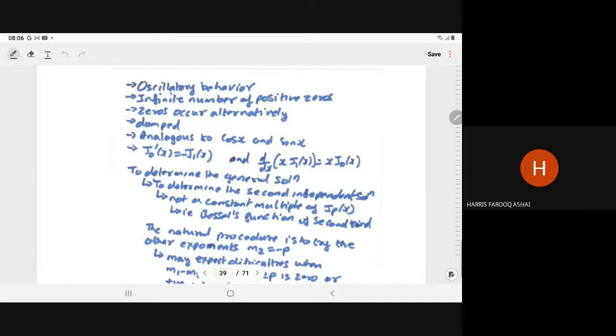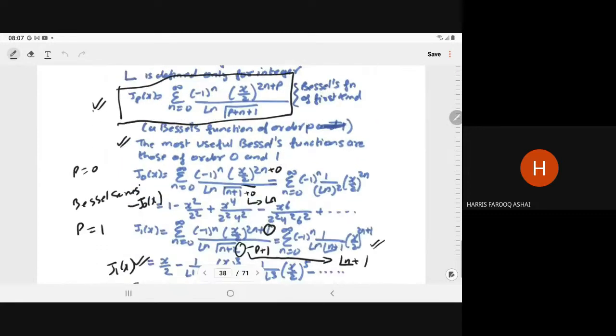So here, from the graph, we can observe that both graphs are oscillatory in nature, right? Means we can see we have a periodic change in the graph. Then we have an infinite number of positive zeros. In both we have an infinite number of positive zeros.